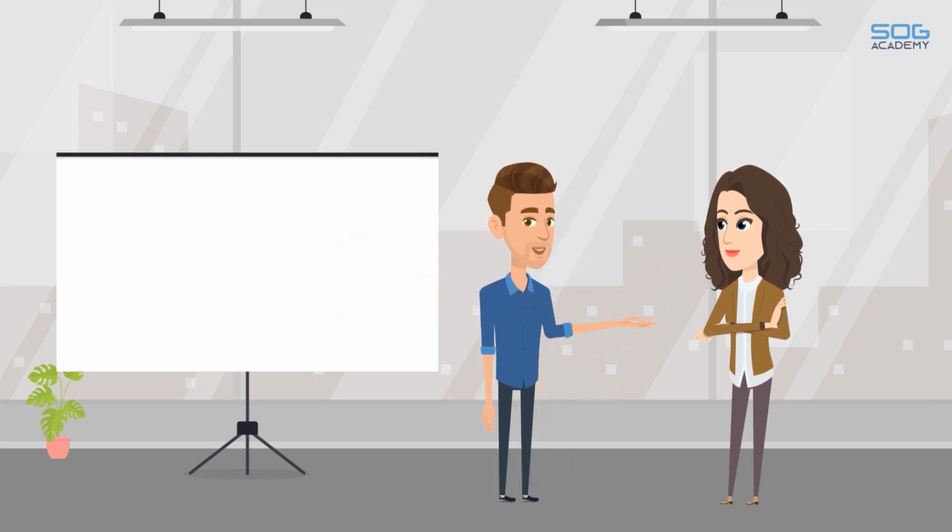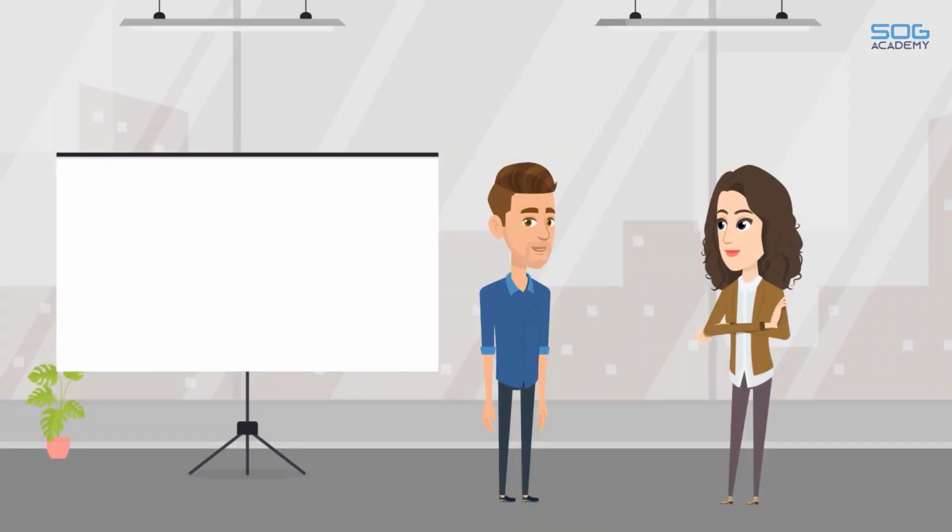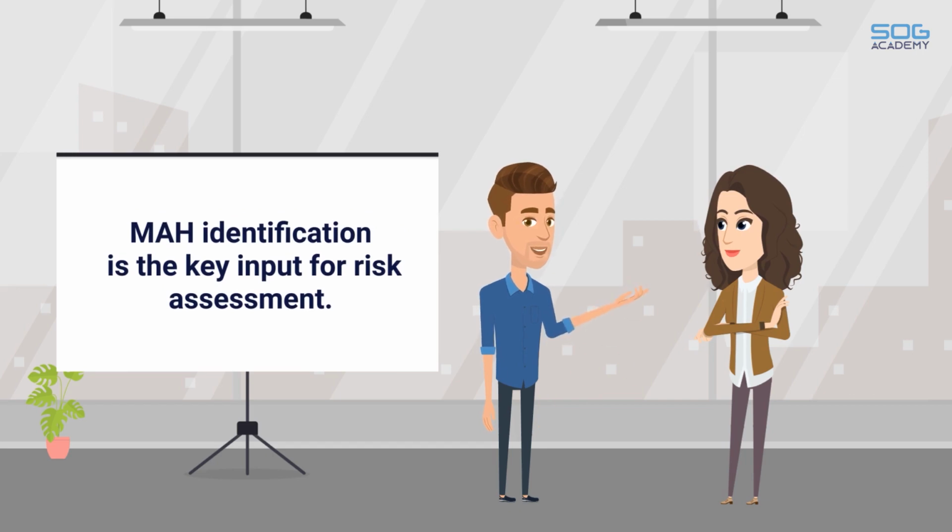Well, that lies down to what we call major accident hazard identification, which is part of QRA process as shown in this diagram. However, bearing in mind that MAH identification is the key input for risk assessment.